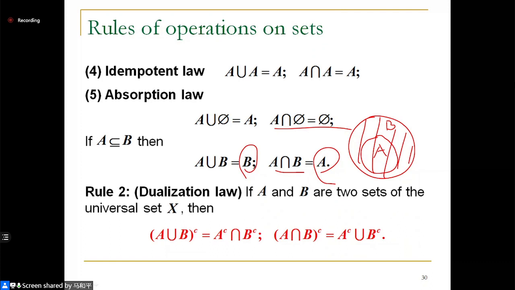This is called the duality law, maybe. If A and B are two subsets of the universal set X, then the complement of A union B is the complement of A intersect the complement of B, and the complement of A intersection B is the complement of A union the complement of B.